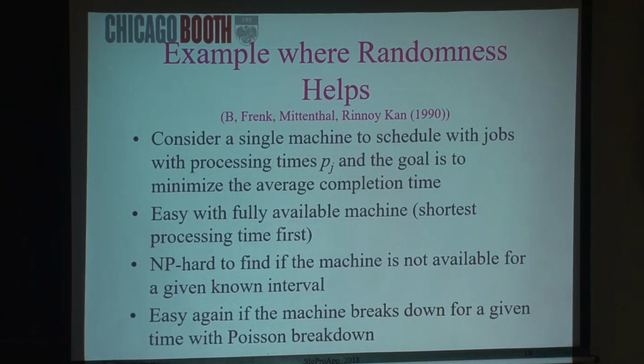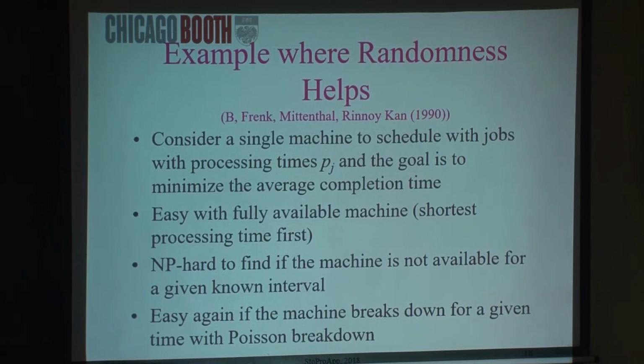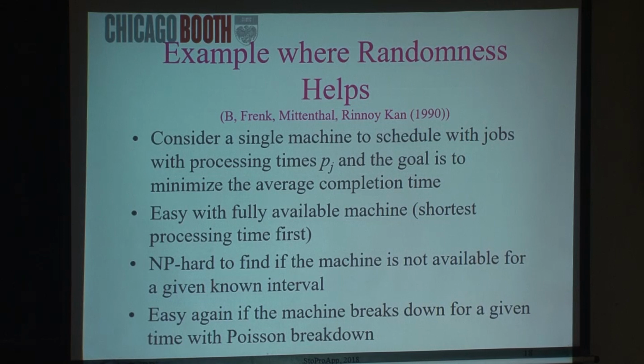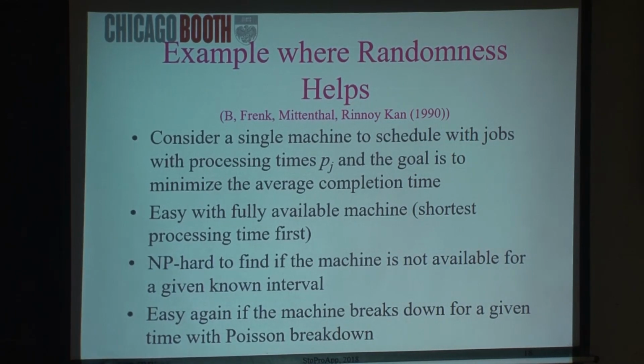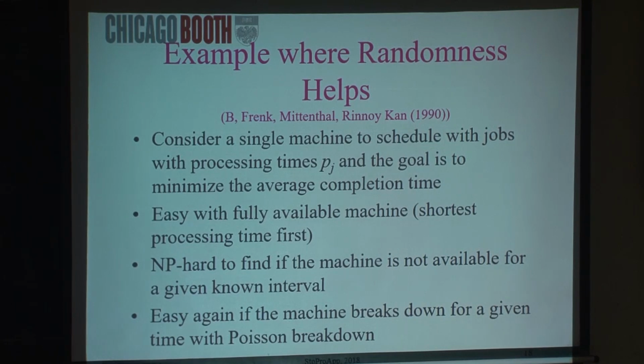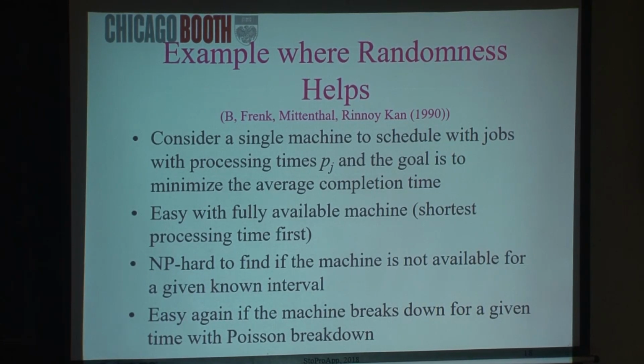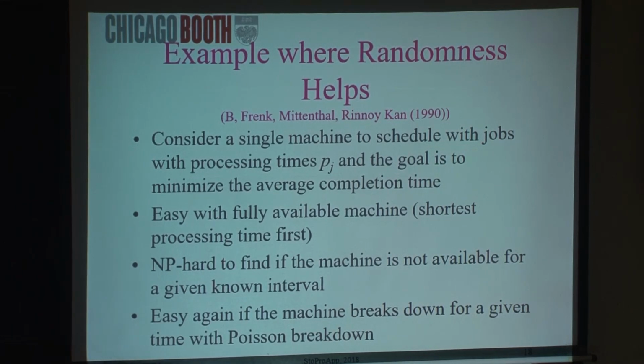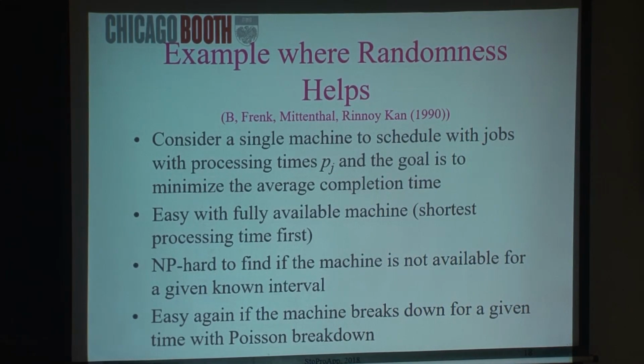However, suppose the machine breaks down at an exponential rate. So it has the memoryless property. If it breaks down at an exponential rate, it turns out, again, that problem is easy. So if the machine breaks down with a Poisson process, in other words, the rate at which it breaks down is exponential, then that problem again is solved by the shortest processing time schedule. So the random problem is easily solvable, polynomial, in fact, n log n.